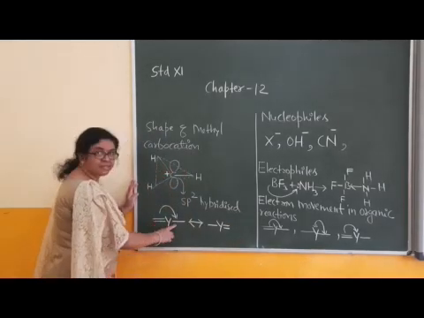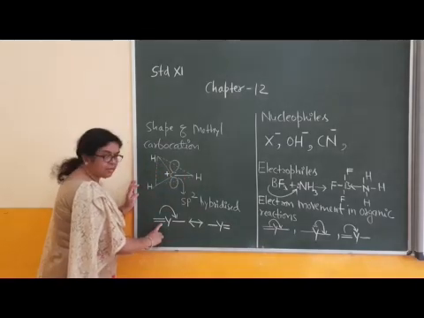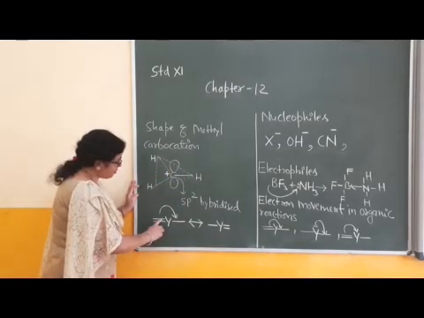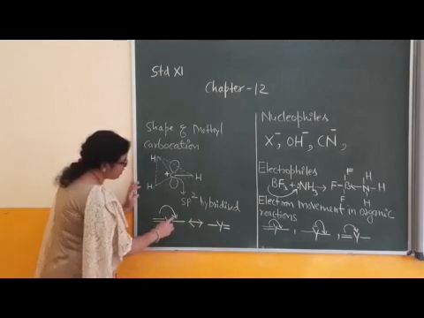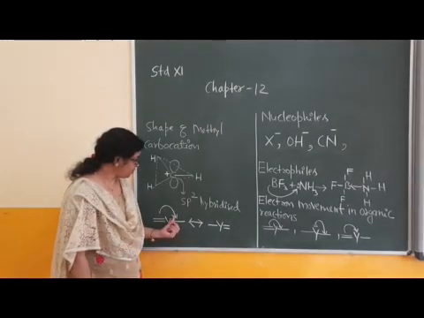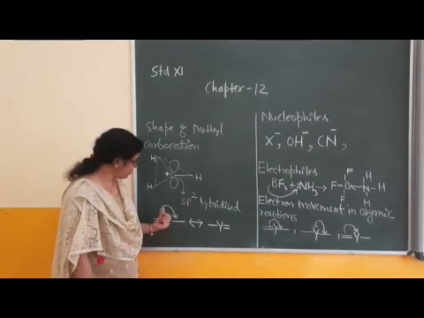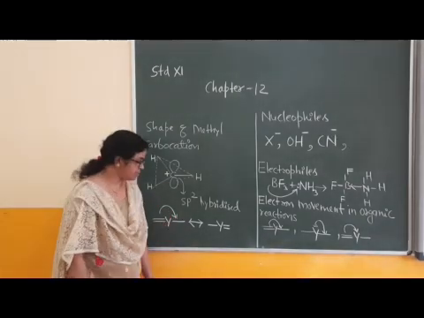Conversion of double bond into single bond, double to single and single to double, which is shown by a curved arrow. Shifting of electron pair is shown by a curved arrow. This is showing from this point to this point, or from this side to this side.